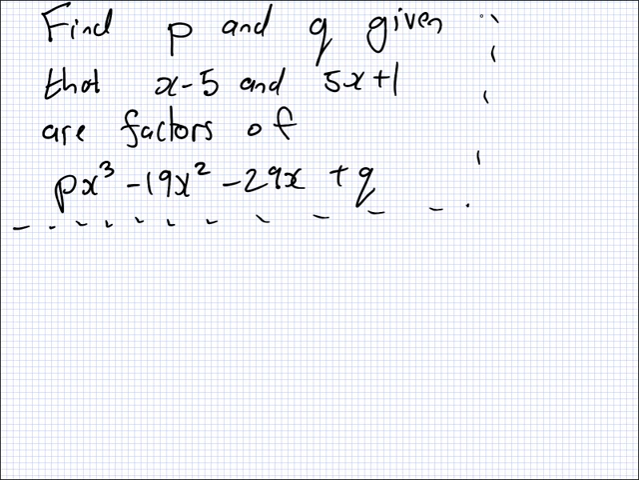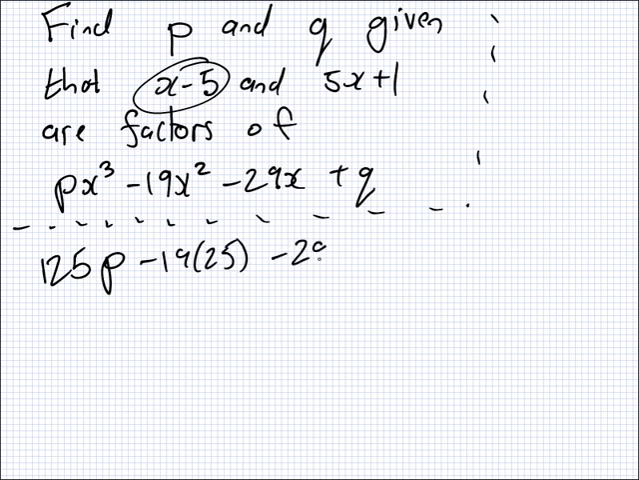Okay, let's have a look at it now. Can we look up, please? You can check how your answer's going. Right, so look, the first one, x minus 5, is a factor. That means it has no remainder. And we calculate the remainder by using x equals 5. So if I put 5 in here, I should get 0. So let's sub this in. 5 cubed is 125, isn't it? And then, what's this? 19 times 25, whatever that is. And then minus 29 times 5 plus q equals 0.